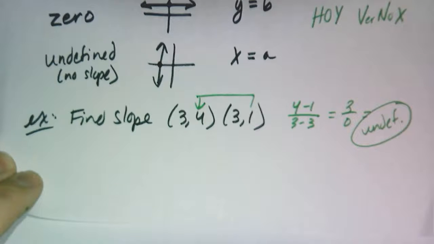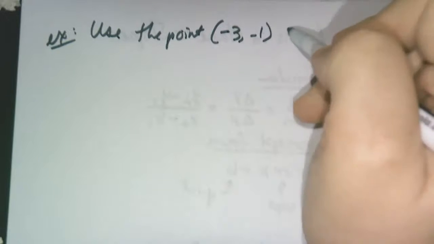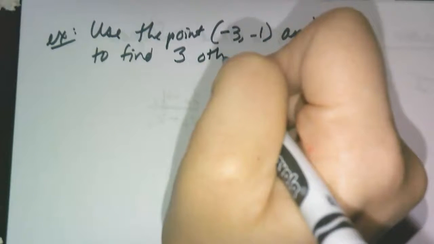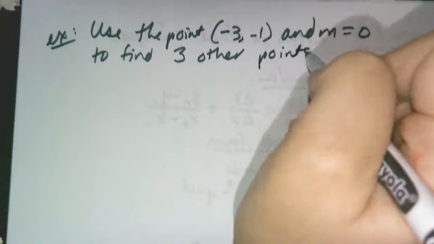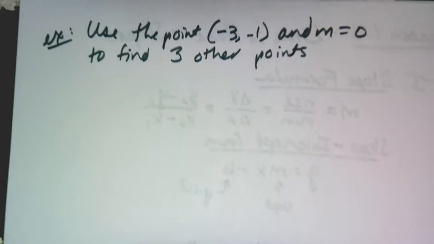Let me give you another one here. Oh yes, you'll definitely have a question on this. Use the point -3, -1, and a slope of 0 to find 3 other points. Use the point -3, -1. This is such an easy question, and for whatever reason, students are like, I don't understand, I don't know how to do this.